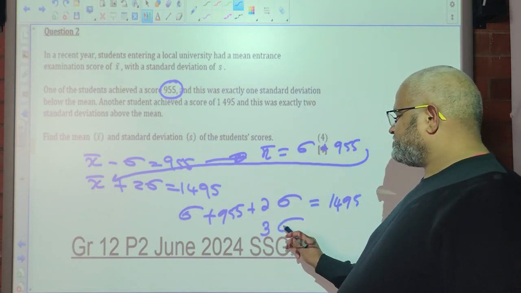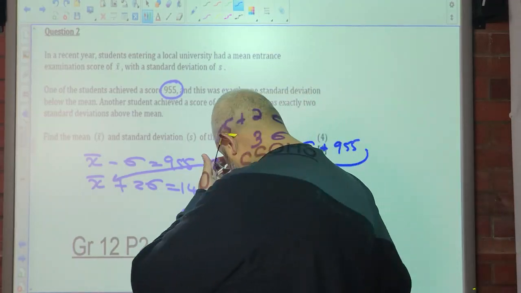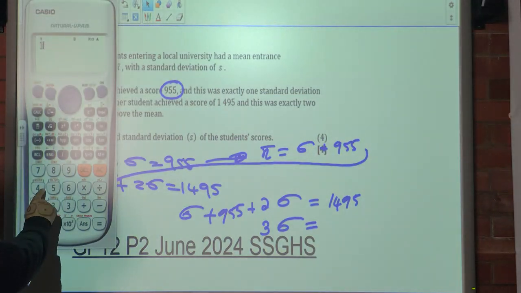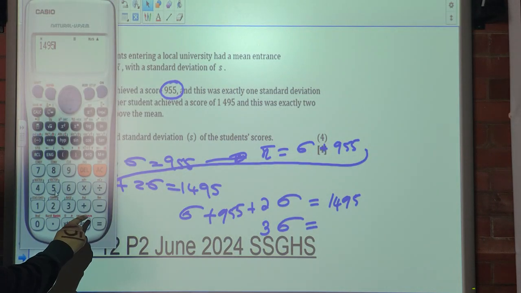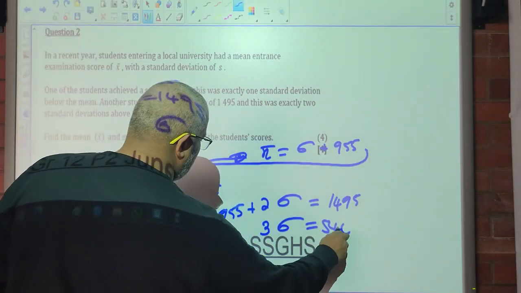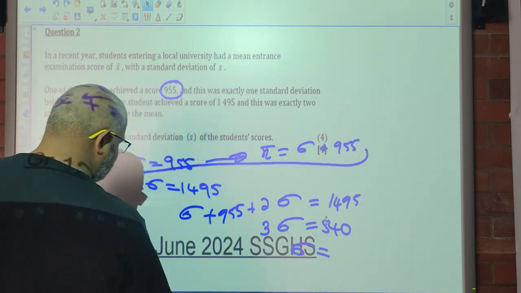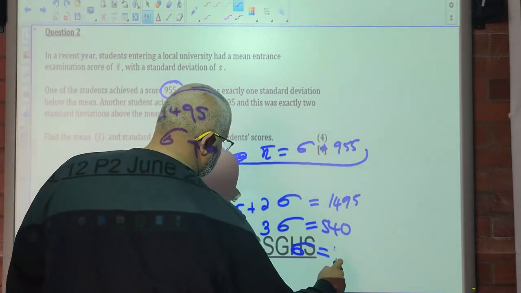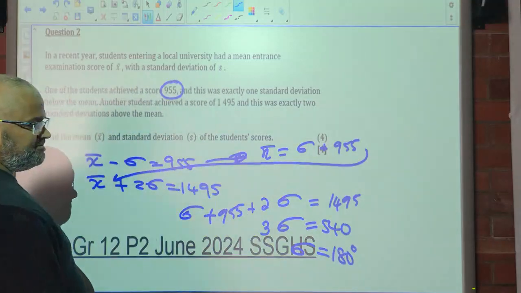So 3 times your standard deviation is equal to 1,495 minus 955. That gives you 540, divided by 3, sorry, divided by 3 gives you 180. So your standard deviation is 180. Okay?